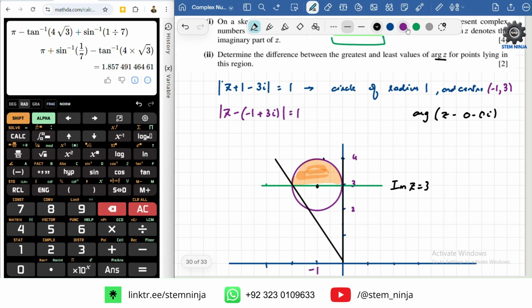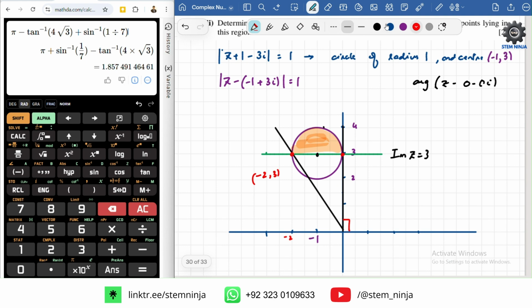Okay, so in short, we need the locations of this and this. This one is easy. This is 90 degrees. But we need to find out this one by any means necessary. And we also have this coordinate because we had the equation. Since the radius was 1, this coordinate is minus 2, 3. So it's not that difficult to determine its angle. You can use any kind of trigonometry to figure out the angle.